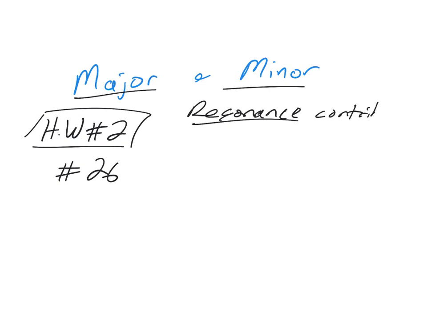And we're looking at homework number 2. So it's 26 in somebody's homework. Everybody's 26 is not the same, but some of you have similar problems. It depends. But the question is, identify the major and minor resonance contributors for the formate anion. So it's HCO2 minus. And they have it drawn out for you.